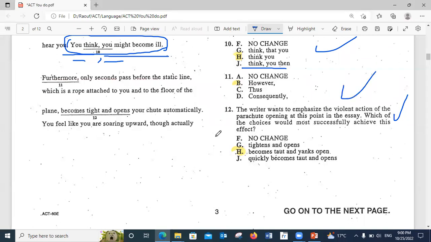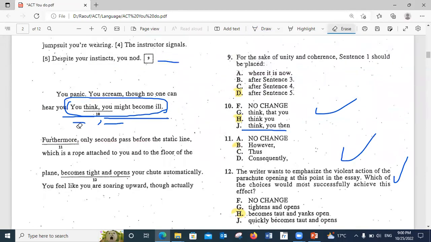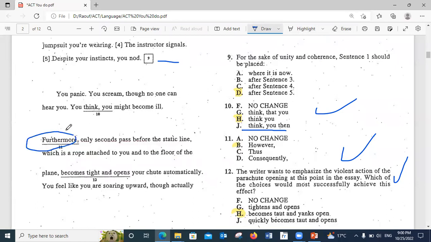Somebody mentioned something about 11. Okay, Shabab, question 11 is about linking words or transitions. As we said last time, we use furthermore, however, thus, consequently, based on the relationship between the two sentences. Here is the word, and apparently it links this sentence with the sentence before. Let's see whether we need to add extra information, so we use furthermore, or we're expressing a contradiction, so we use however. We have cause and effect, so we use either thus or consequently.